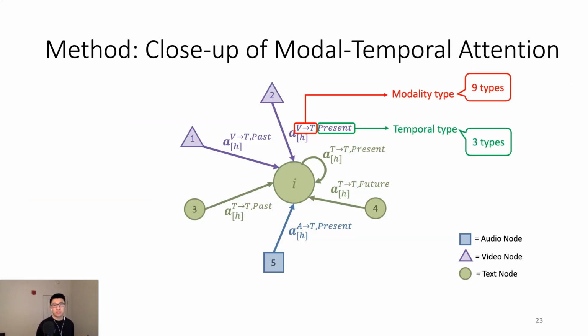So here is a close-up look of the modal-temporal attention fusion operation. The important thing to note here is that each edge uses a temporal and modal-specific attention vector. You can refer to our paper for more details, but there are 9 types of modality edge types and 3 types of temporal edge types. So in total, you can see that we have 27 edge types in our graph.